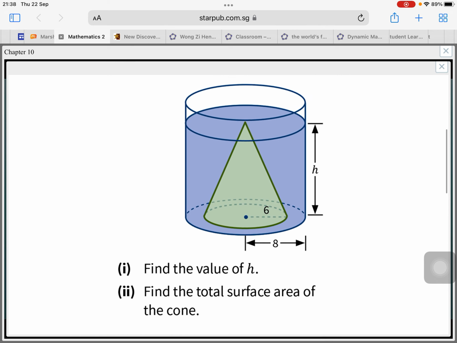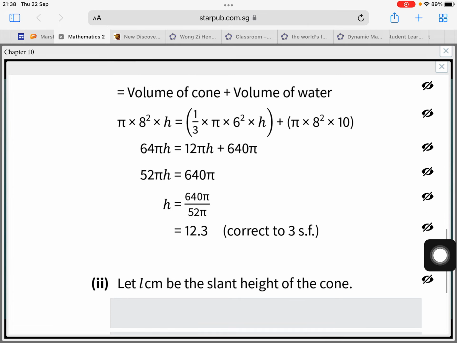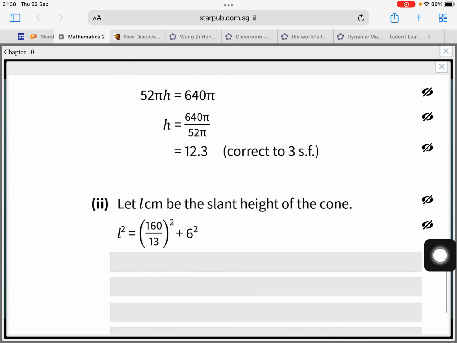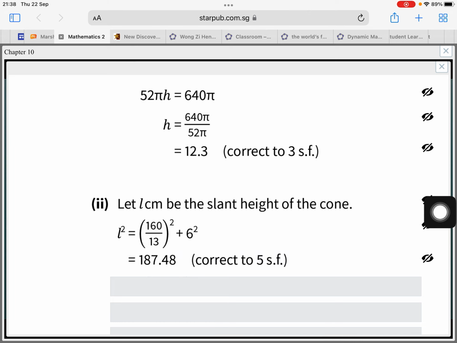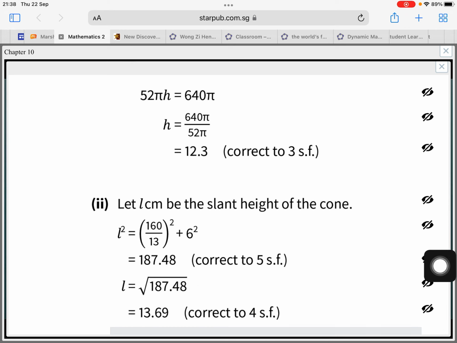Next, find the total surface area of the cone. So you need a curved surface area and probably a base surface area too. So you need pi RL. So R is already 6. L is what you need. Now you know that h is 12.3. You let L be the slant height. So L square equals to this square plus 6 square. Key into a calculator, you get that. Of course, you need to apply Pythagoras theorem, which they missed out over here. So take note, do write by Pythagoras theorem, do your plus minus, and reject the negative.